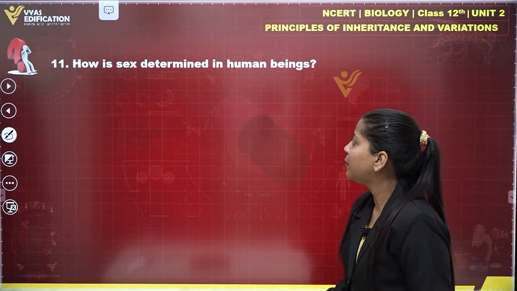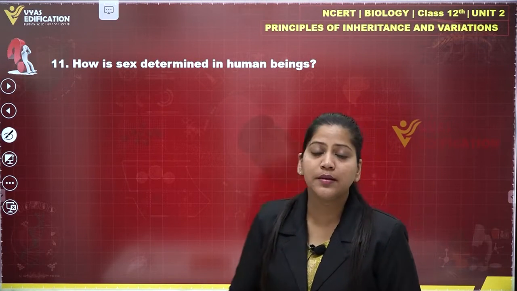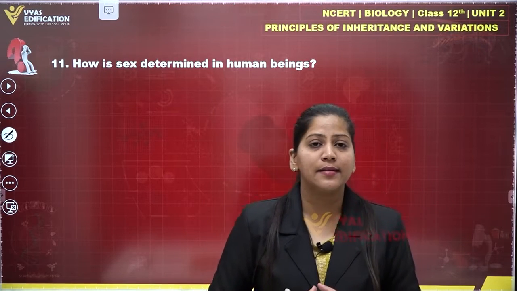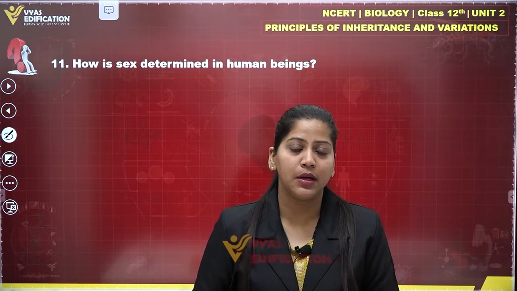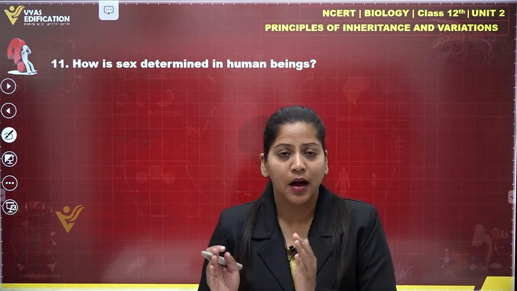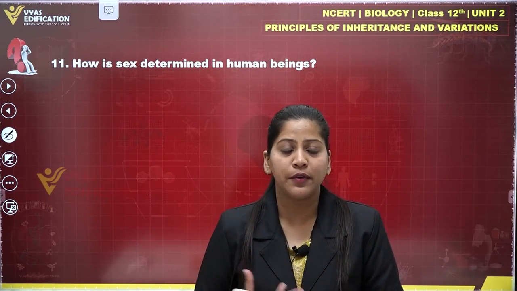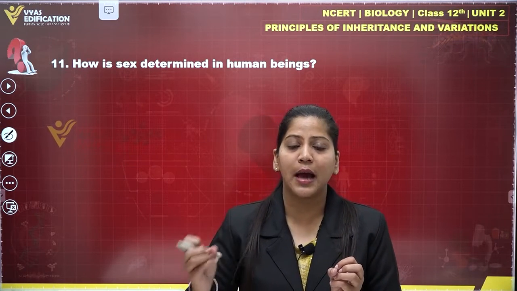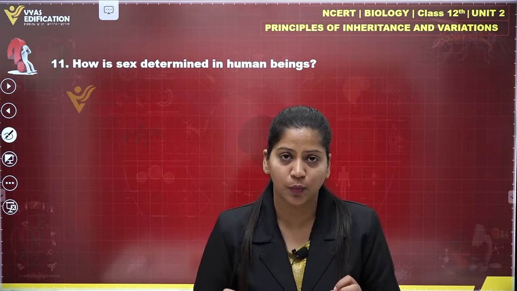How is sex determined in human beings? First of all, human beings exhibit male heterogamy. This means a human male can produce two different types of gametes: the gamete containing X chromosome and the gamete containing Y chromosome.